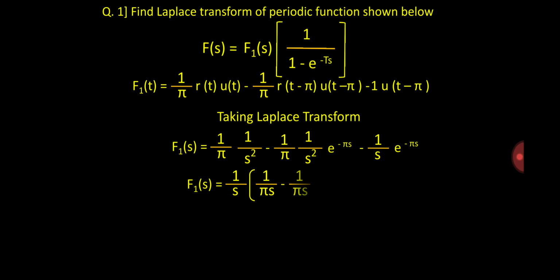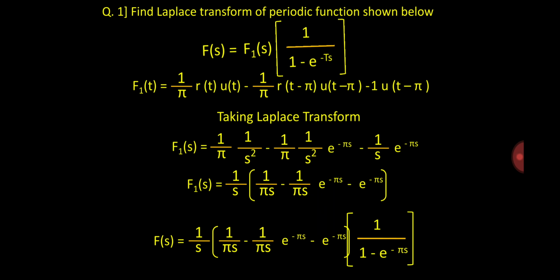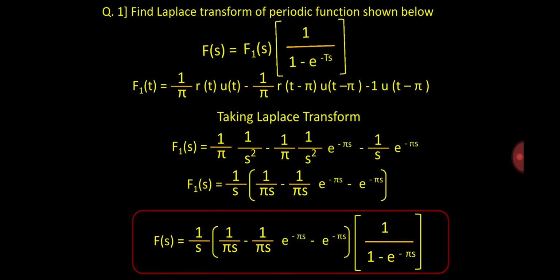Now in this we can take 1 by s common. So after taking 1 by s common, the equation becomes 1 by s in the bracket, 1 by pi s minus 1 by pi s e to the power minus pi s minus e to the power minus pi s. Okay. So now we know how to obtain f of s. So f of s is nothing but f1 of s into 1 upon 1 minus e to the power minus Ts. So what is T? The T we already know, the time period. So it comes to be pi. So here we will write 1 upon 1 minus e to the power minus pi s. So we got the Laplace transform of the periodic function given to us.